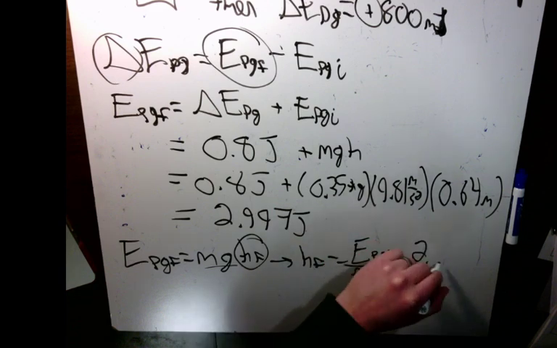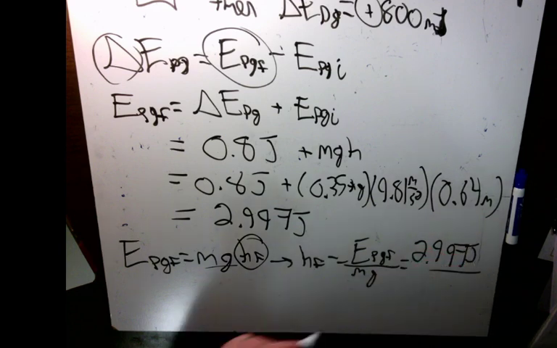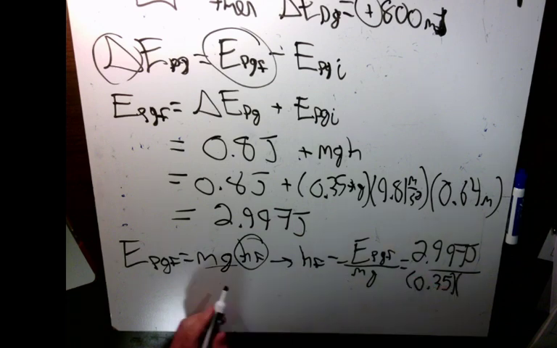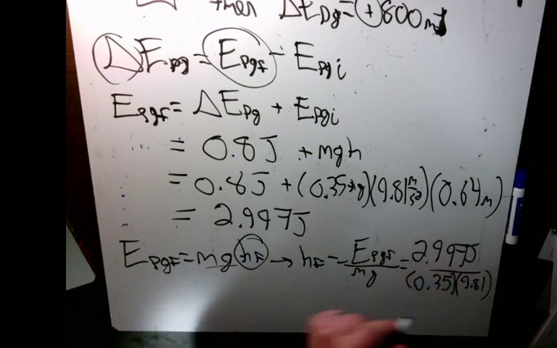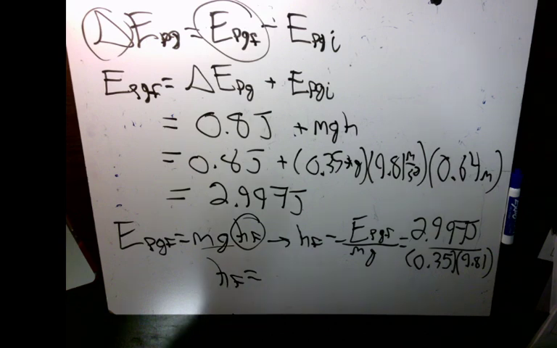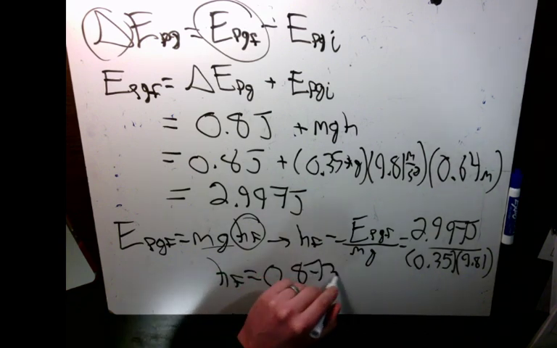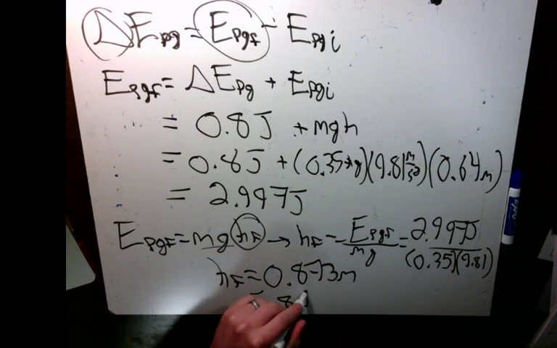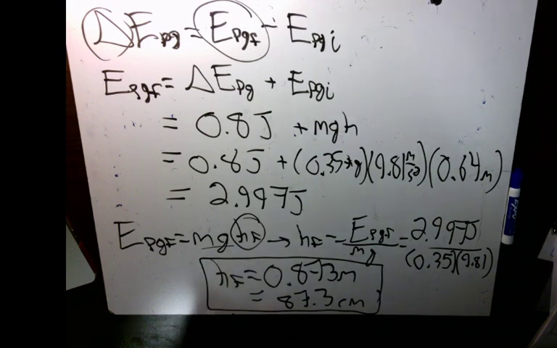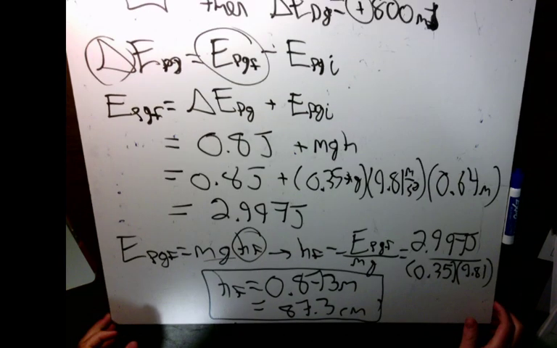So we have 2.997 joules divided by our mass and our gravity, 9.81. So its final height should be higher than 64 centimeters, we know, and it comes out at 0.873 meters or 87.3 centimeters. And that is the final height of this object that's been lifted up and has a gain in potential energy.